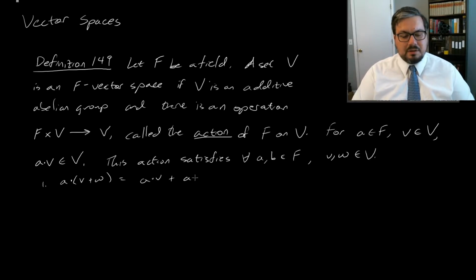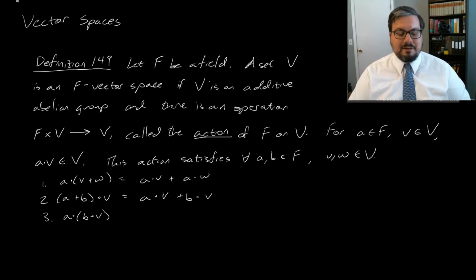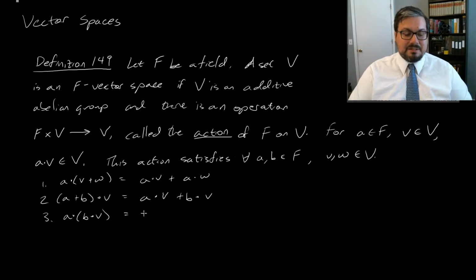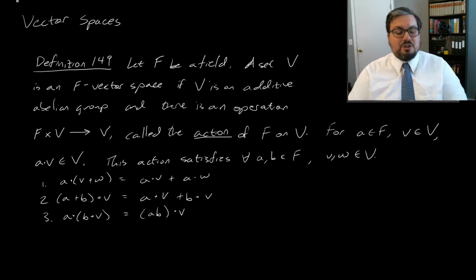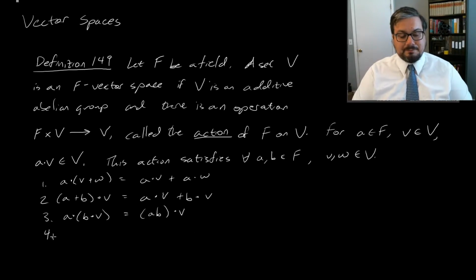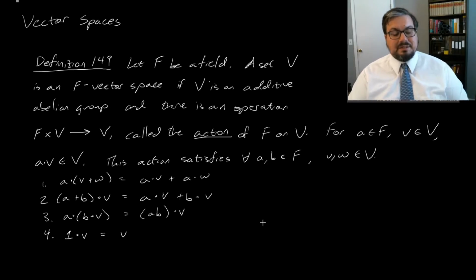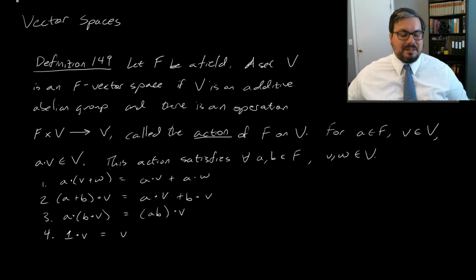First, we have that the action distributes across addition in the vector space. We have that the action also distributes over addition in the field. We have a sort of associativity requirement where if I look at the action of B on V, I get an element BV in the vector space V, and then if I apply A to that, I get another element of V, and this is the same thing as if I took A and B together and multiplied by V. And then finally, the unity element, the multiplicative identity, must act trivially on the vector space. It must send every V to V.